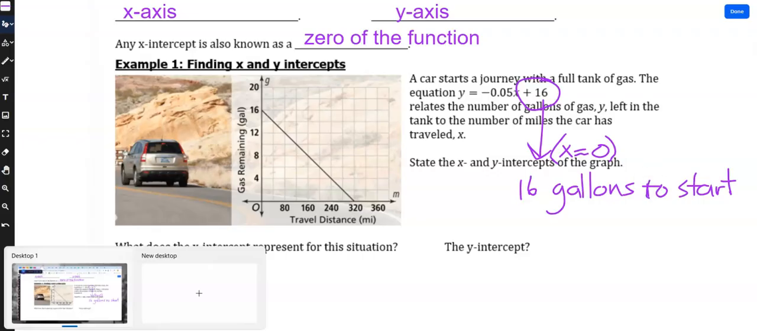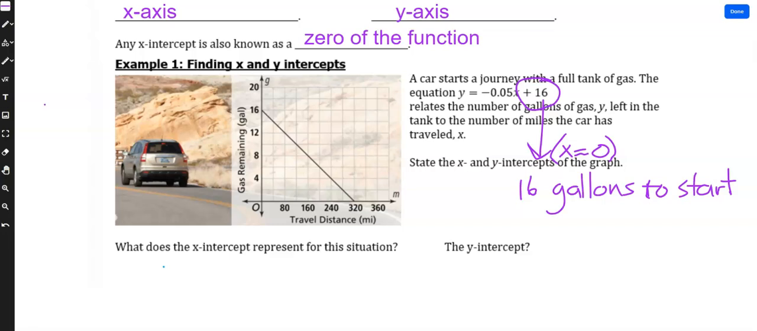Okay, and then state the x-intercept. Well, to find that x-intercept, you can easily tell from the picture. They already gave me the picture. 320 miles, right? 320 miles. To do what? To empty the tank.